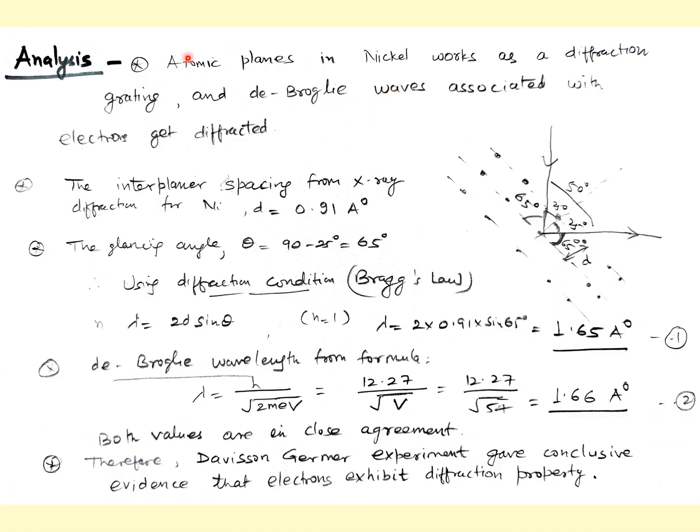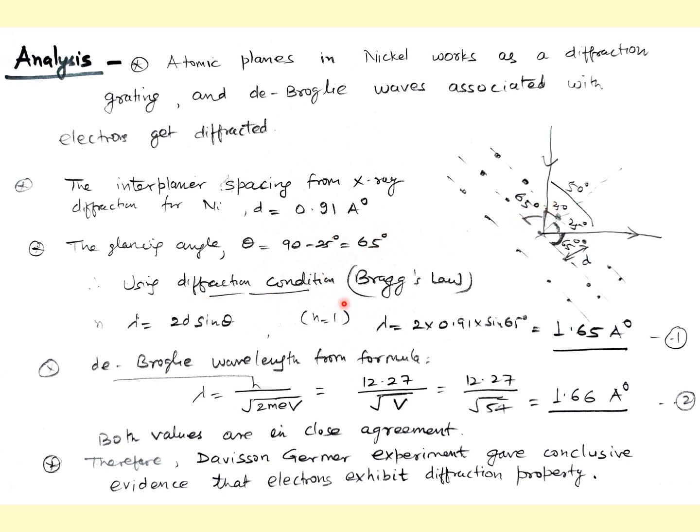and they analyzed this using Bragg's law, because the crystal is treated as a diffraction grating, and the interatomic spacing between two planes for the nickel crystal is d equal to 0.91 angstrom, and this theta value was 50 degree, so the incident angle was 65 degree. If we use 90 degree minus 25 degree, it will give us 65 degree.